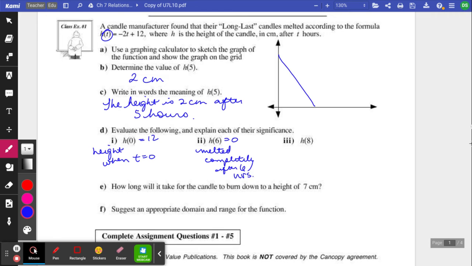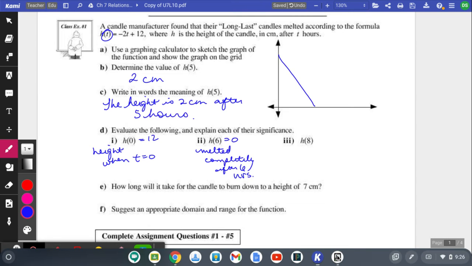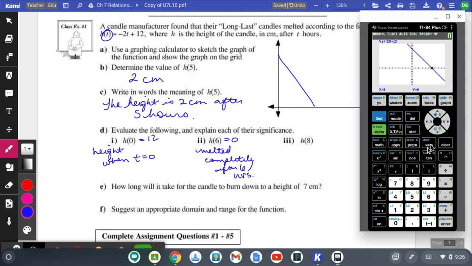Okay, good. What about h of 8? Find that on your calculator. Tell me the value of it. Trace. The value of h of 8 is -4, but we know that's ridiculous. That does not match our context, because time isn't negative. Time is 8. What is negative?